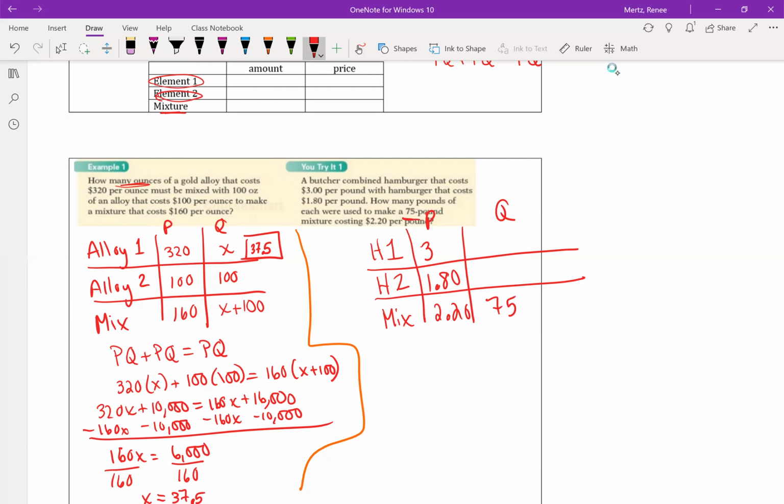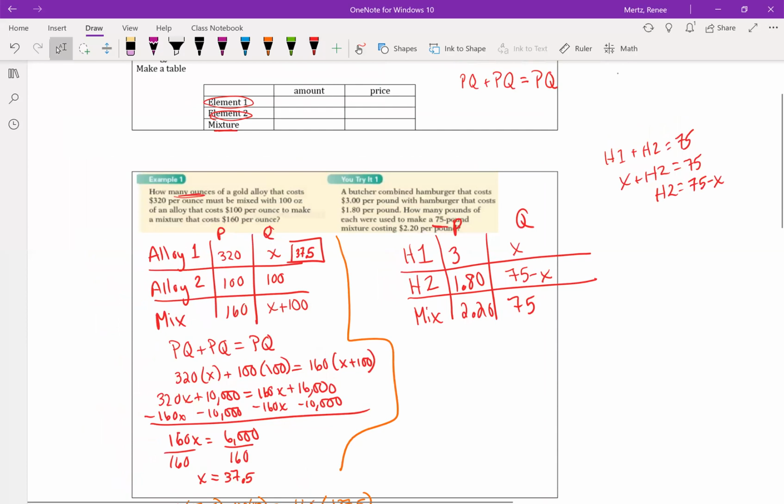So if you remember what we did before, we said hamburger 1 plus hamburger 2. We know the total to be 75. So if we pick one of them to be X and solve for it, hamburger 2 would be 75 minus X. Or you could just know the pattern: one is X, the other one is the total minus how much we used. You can't call them both X because that would just be splitting it down the middle, which definitely is not going to give you the right answer.